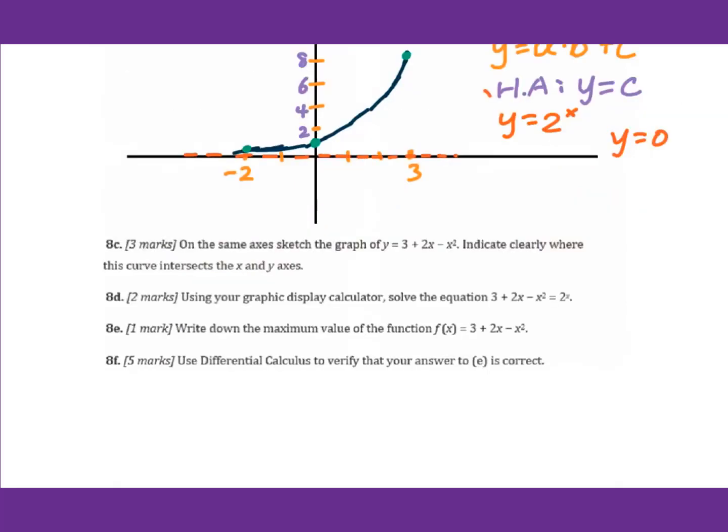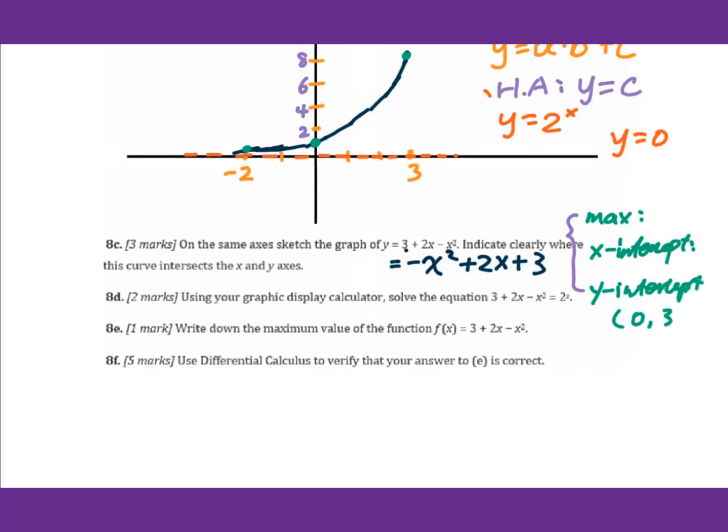Let's go to 8c. On the same axis, sketch the graph of y equals 3 plus 2x minus x squared. Indicate clearly where this curve intersects the x and the y axis. Let's write down negative x squared plus 2x plus 3. From the graphing calculator, you will figure out the key points like maximum, like x-intercept, and also y-intercept.